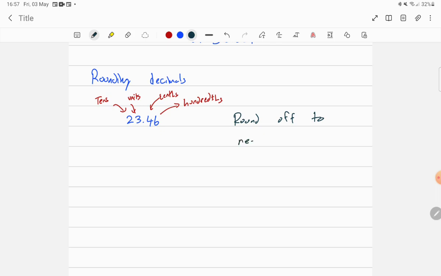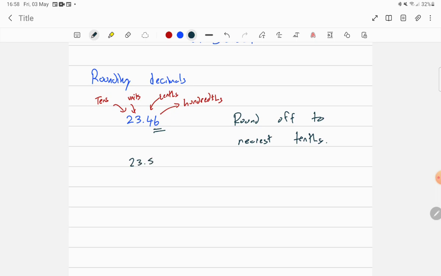So let's say round this off to the nearest tenth. What you would do is look at the number next to the tenth, so that would be the hundredths now. We would look at this number here, and since that number is greater than 5, our answer would be 23.50.